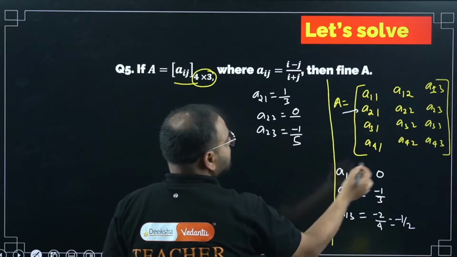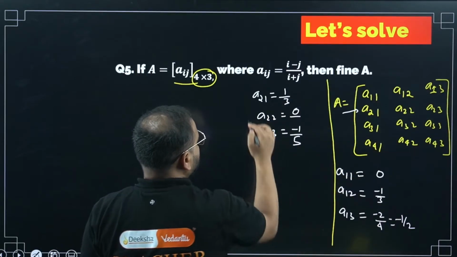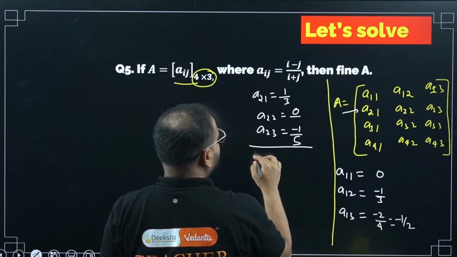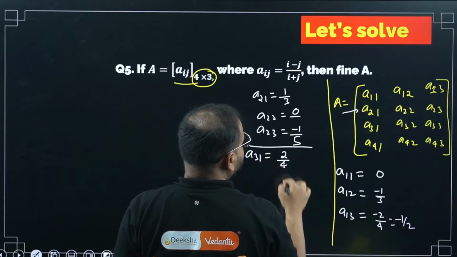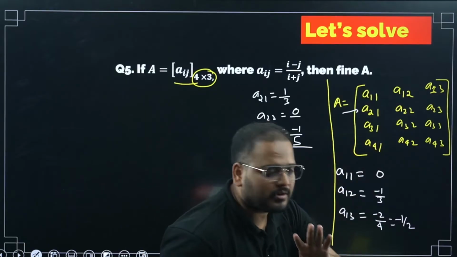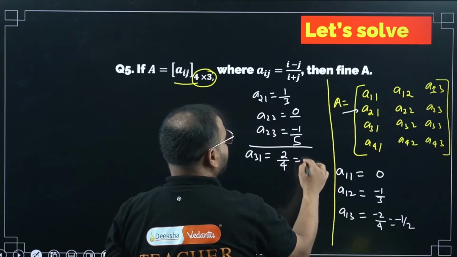This is 5. How, sir? 2 minus 3 is minus 1. 2 plus 3 is 5. Okay, sir, this second row is also done. Third row, A31. A31 is 2 by 4, correct? 3 minus 1 is 2 and 3 plus 1 is 4. So the answer is going to be 1 by 2.